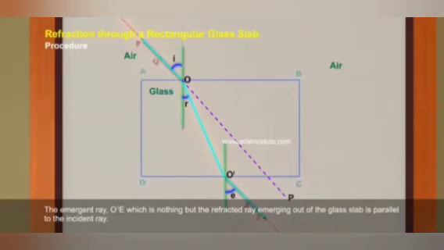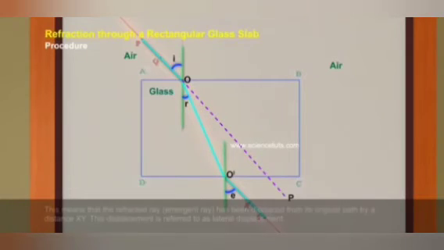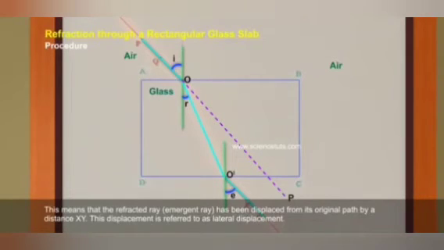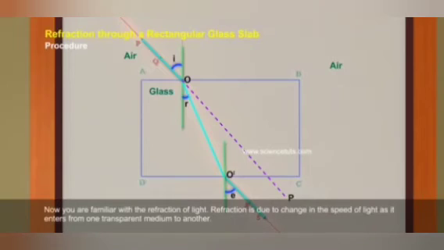The emergent ray O'E, which is nothing but the refracted ray emerging out of the glass slab, is parallel to the incident ray. This means that the emergent ray has been displaced from its original path by a distance XY. This displacement is referred to as lateral displacement. Now, you are familiar with the refraction of light. Refraction is due to the change in the speed of light as it enters from one transparent medium to another.